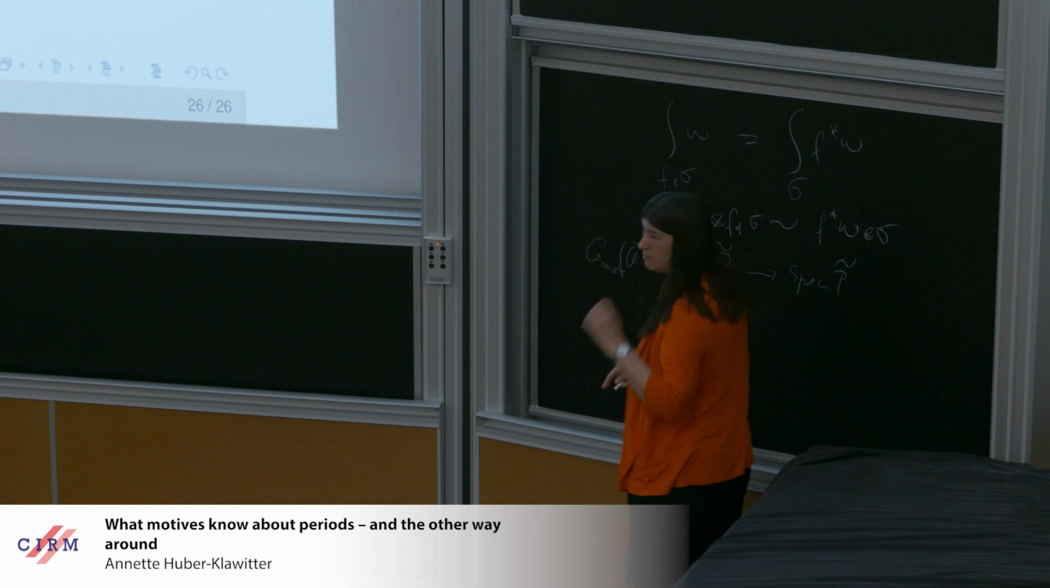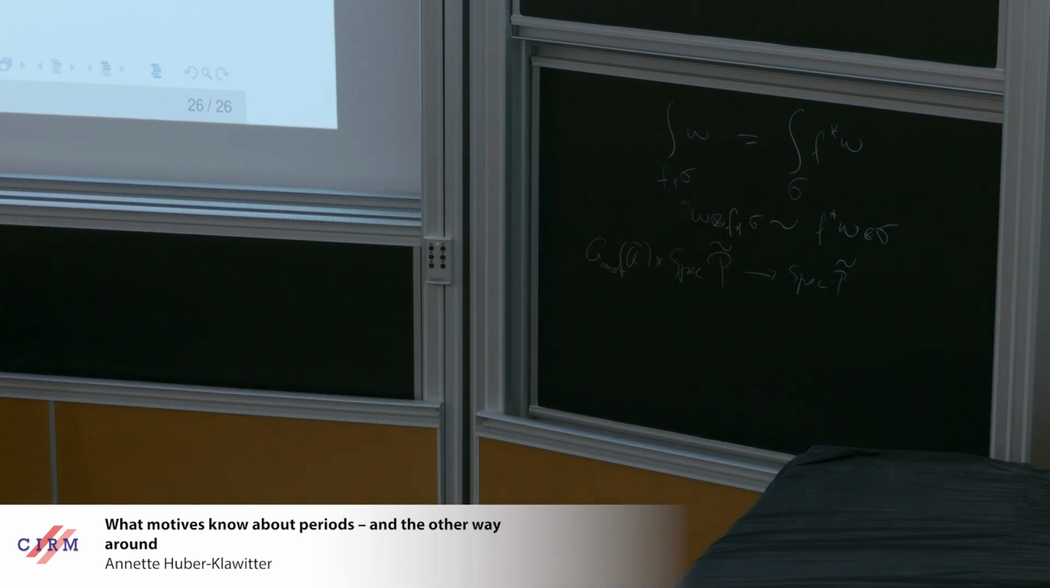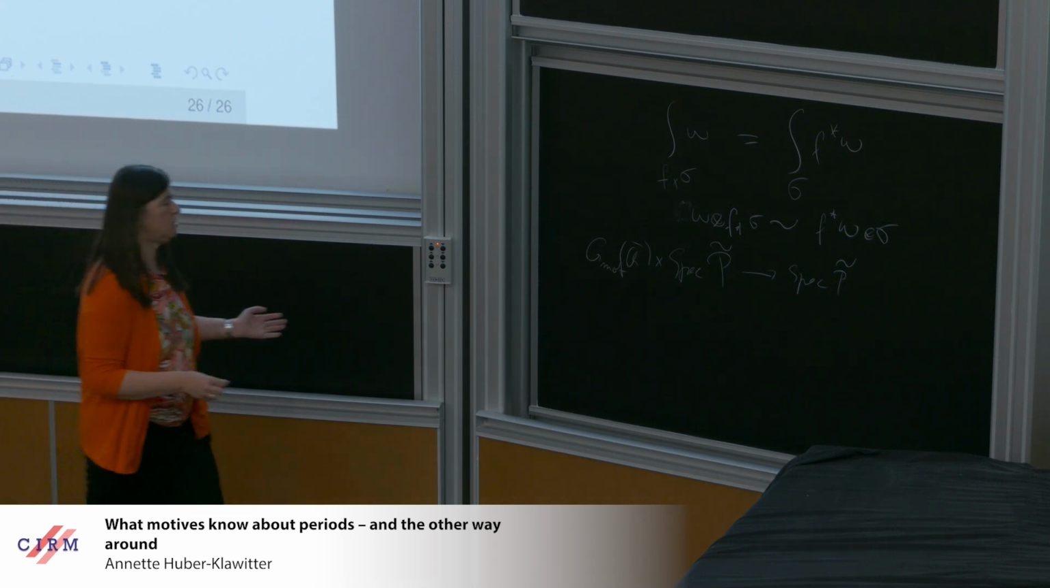And this is a torsor. That's known by construction. The period conjecture can be presented in some form of this. It can be the one version.